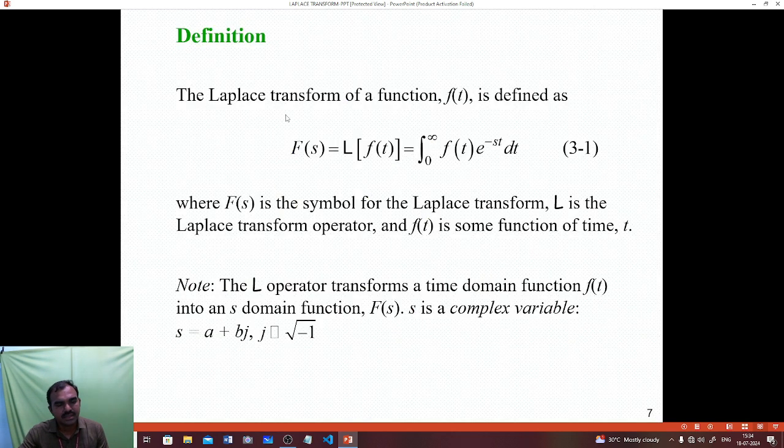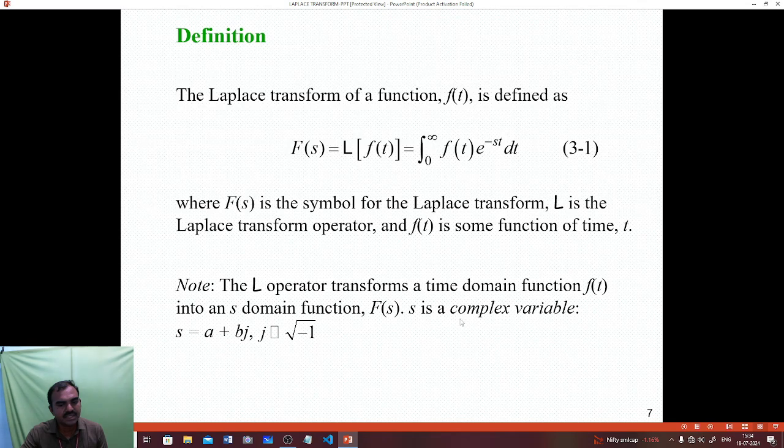Next, the previous slide shows the same definition. The Laplace transform of a function f of t is defined as F of s equal to L of f of t is equal to the integration from 0 to infinity of f of t e power minus st dt, where F of s is the symbol for the Laplace transform, L is the Laplace transform operator, and f of t is some function of time t. Note that L is the operator. The operator transforms a time domain function f of t into an s domain function, capital F of s.